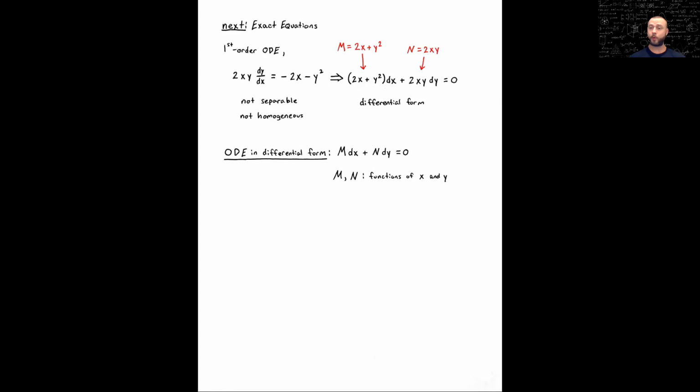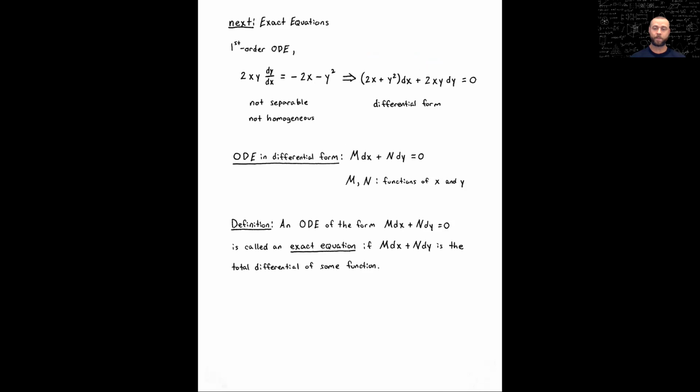All right, so let's define what we're going to call an ODE in differential form. We'll define it as being a differential equation in this form, M dx plus N dy equals 0. And we're going to interpret M and N both as being functions of x and y. If we go back to our intro example above, we can identify M, what's multiplying dx, as 2x plus y squared, and we can identify N, which is what's multiplying dy, as 2xy.